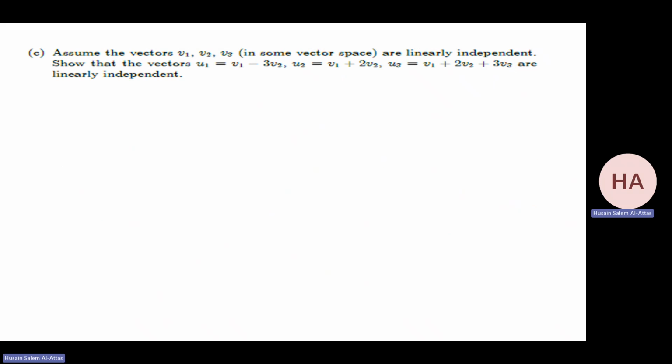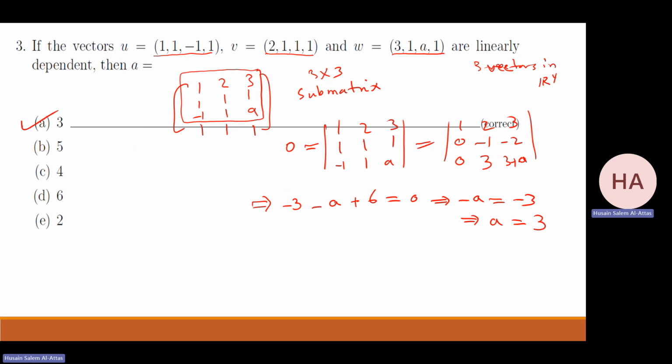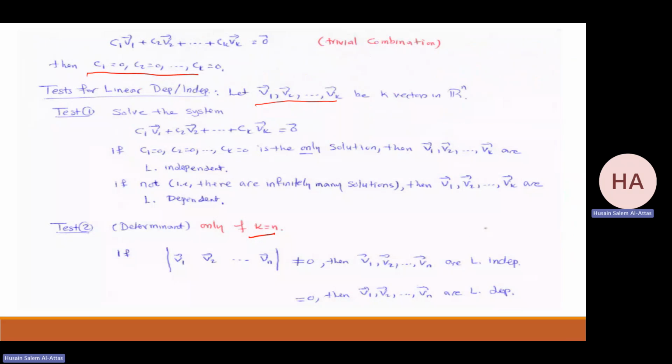Okay, assume the vectors are independent. Show that this one. I think we did something similar, or we did the same one.